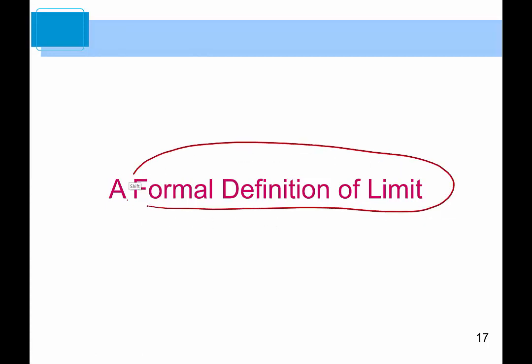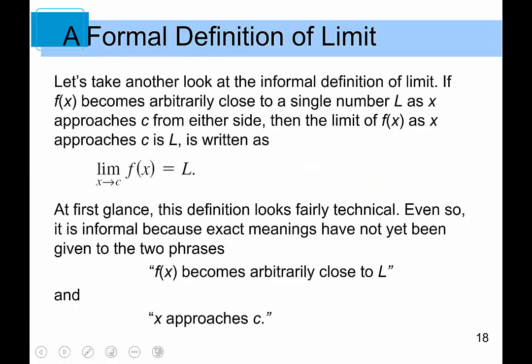So let's take a look at the formal definition of limit. Let's take another look at the informal definition of limit. If f of x becomes arbitrarily close to a single value L as x approaches c from either side, then the limit of f of x as x approaches c is L. That's an informal definition.